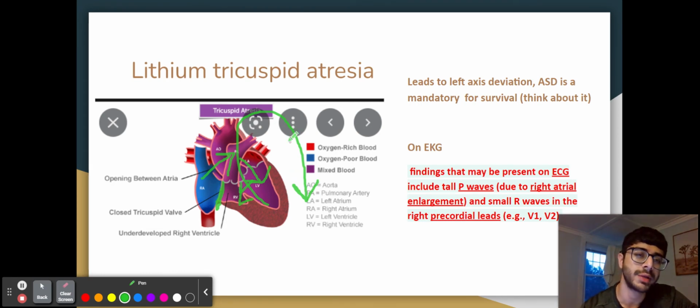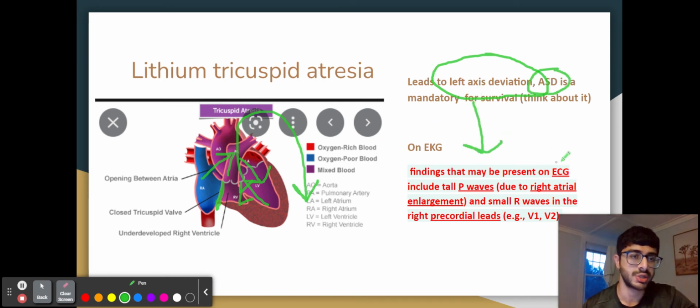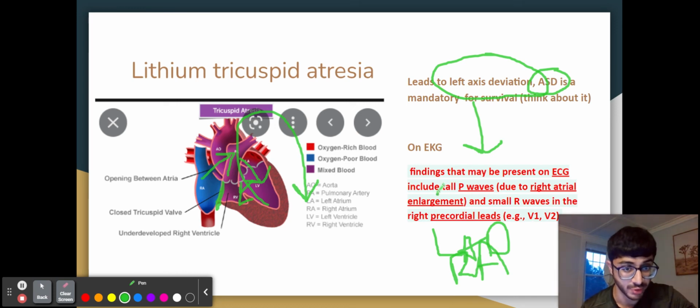But if you think about it, the right heart's getting really big, so the left heart's getting really big. So just remember that tricuspid atresia has a left axis deviation with an ASD. Just think about it on your own. These are things you will find. You will find left axis deviation. The second thing is you will find right atrial enlargement. And the third thing, because of the right atrial enlargement, you'll find tall P waves. That's the reason I put this here. Think about it on your own.